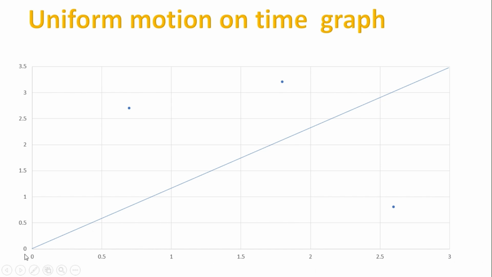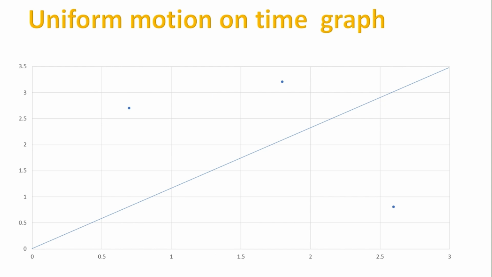I have just given these graphs for representing these numbers, so don't panic on seeing these numbers. But you can see that it has covered equal distance in equal intervals of time, with speed in meters per second. This is the y axis. Along the y axis, from 0 to 3.5 is actually the speed, and 0 to 3 is actually the time taken by an object. So that's what it means, uniform motion on a time graph.